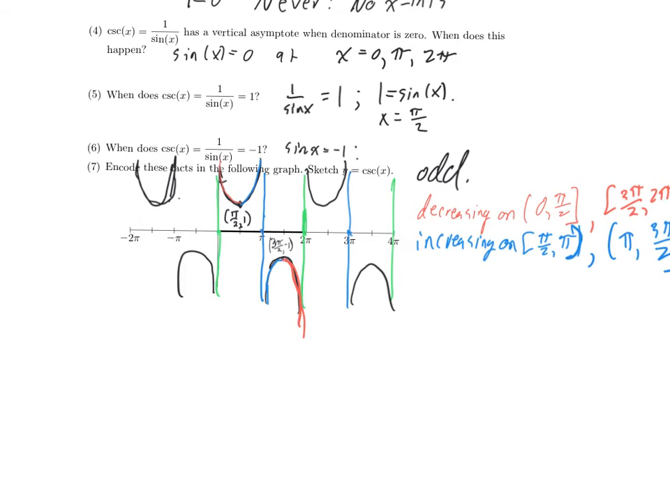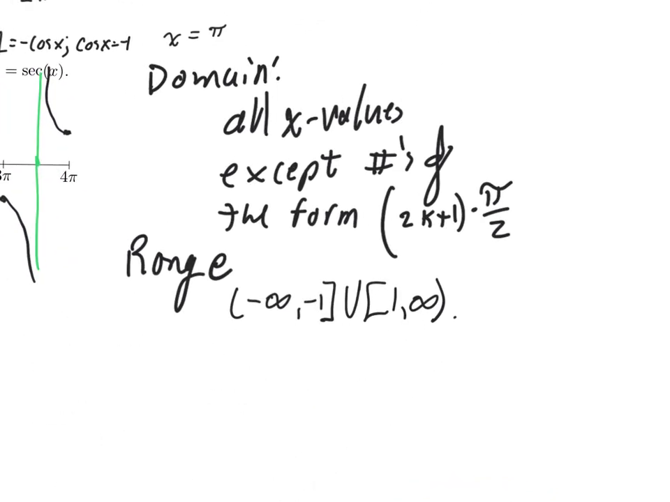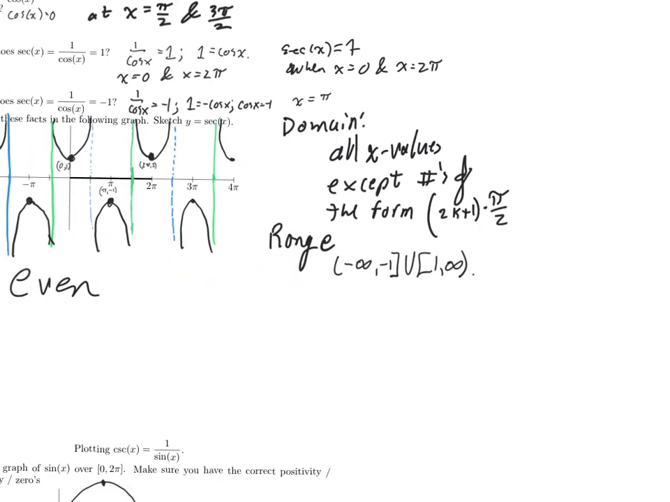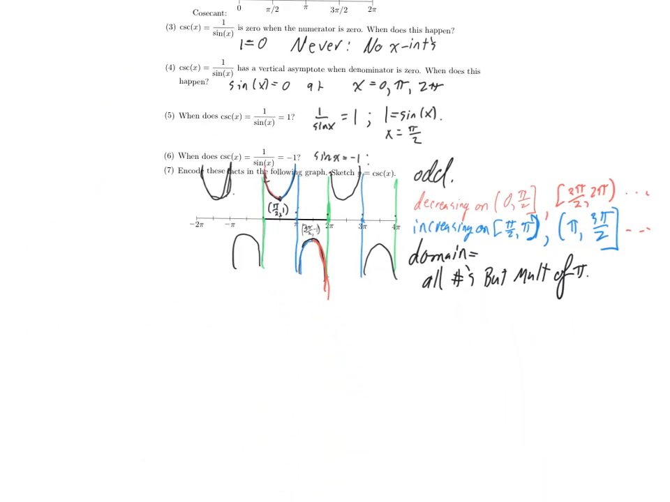How about domain and range? So let's figure out what's not in the domain. I see a vertical asymptote at 0. 0 is not in the domain. Pi is not in the domain. 2 pi is not in the domain. 3 pi is not in the domain. 4 pi is not in the domain. So the domain seems to be all numbers but multiples of pi. Comparing that with secant, the domain of secant was everything except for odd multiples of pi over 2. So things like pi over 2 is bad, 3 pi over 2 is bad, 5 pi over 2. Here it's things that are just multiples of pi.